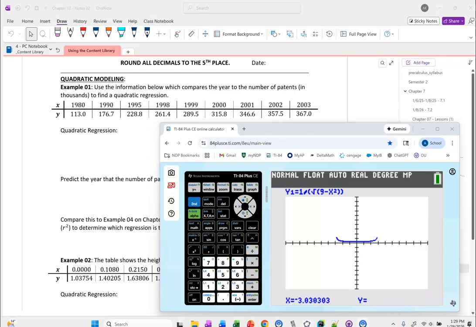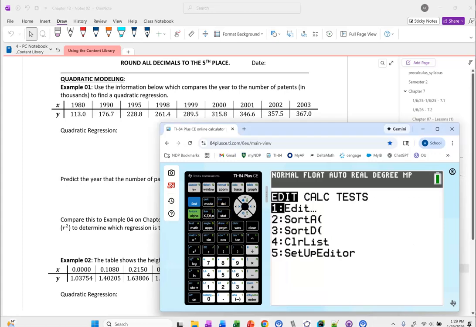So it says use the information below, which compares the year to the number of patents in thousands, to find a quadratic regression. The first step would be to enter the data into our calculator. To enter our data, we start by pressing the stat button next to the left arrow. And then from the stat menu, we pick the edit tab and use the edit command.